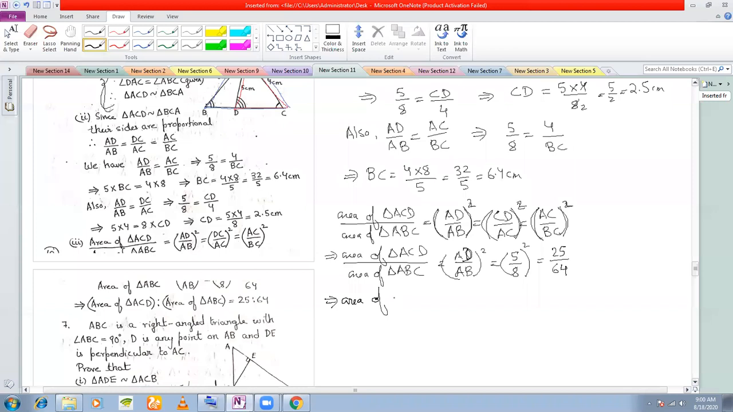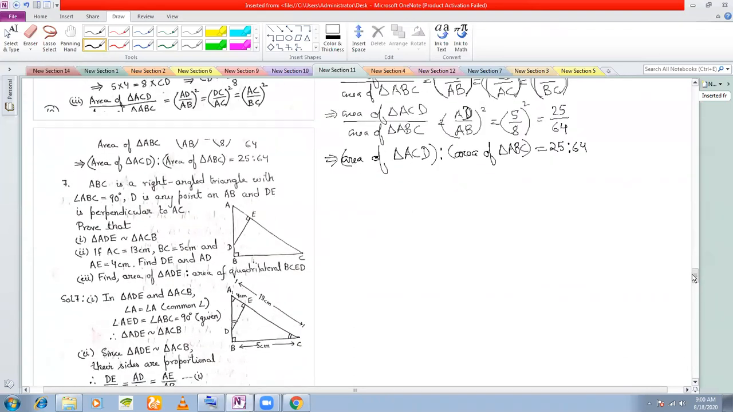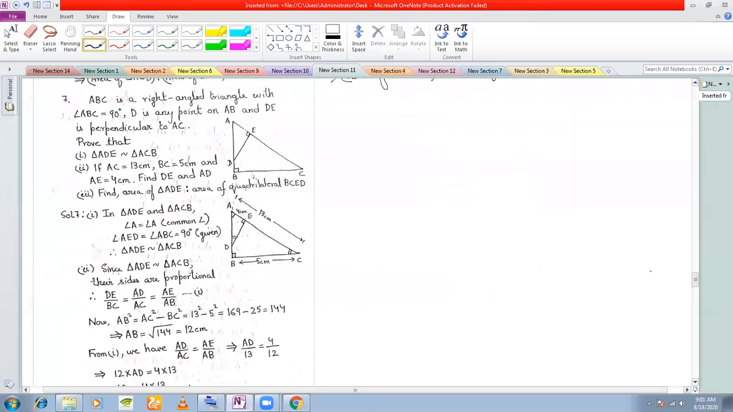Area of triangle ACD is to area of triangle ABC is 25 is to 64. Okay. So this completes all three parts of this problem. Let us look at the next problem.